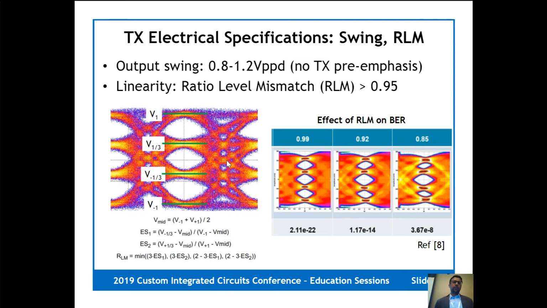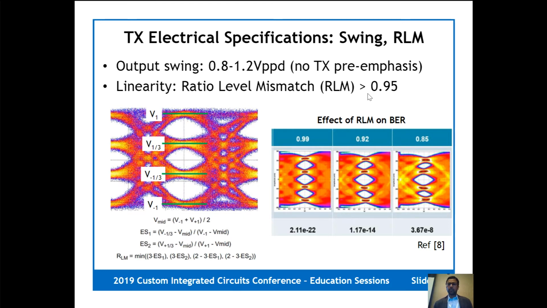So that was the channel. On the transmitter side, there are specifications on the levels themselves. Like I mentioned, a new specification, because we are transitioning to PAM4, is this ratio level mismatch, or RLM spec. It essentially captures the level asymmetry in an average or DC sense, and how much they deviate from ideal levels. An RLM of 1 means that you have ideal PAM4 outputs, and anything below that means there is some deviation from that.